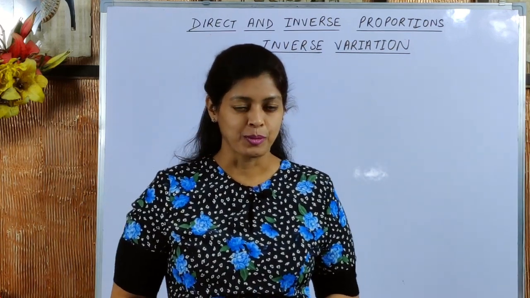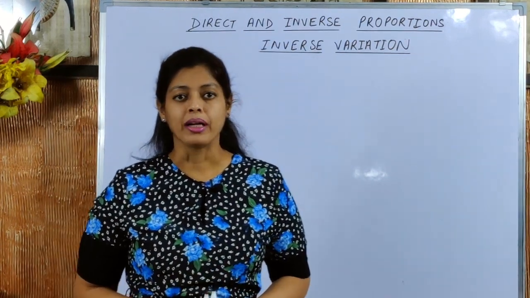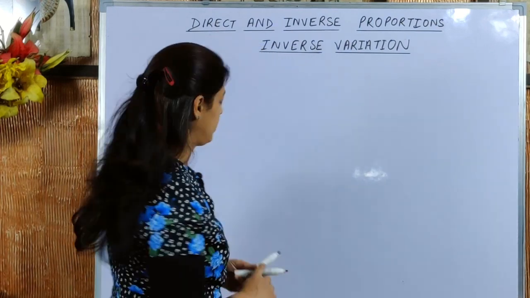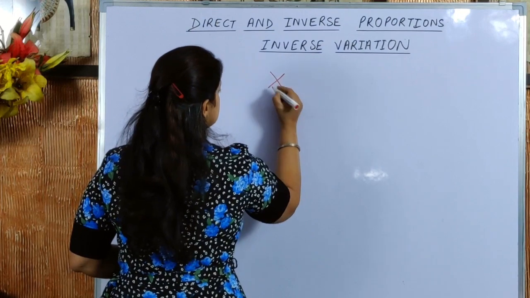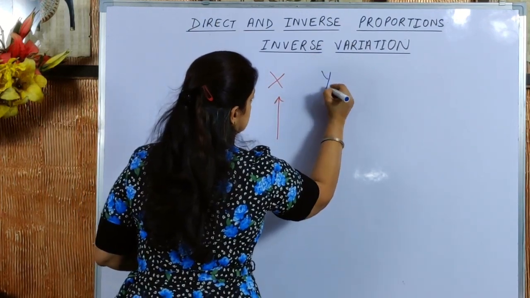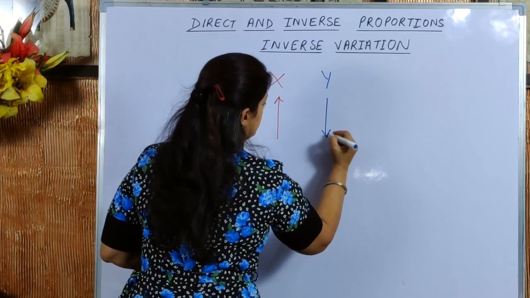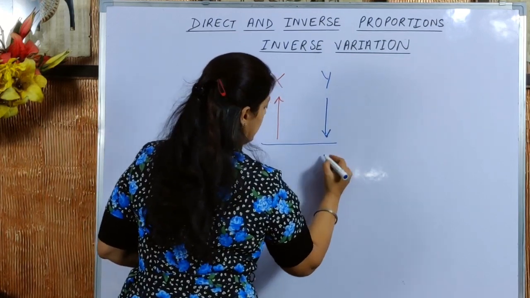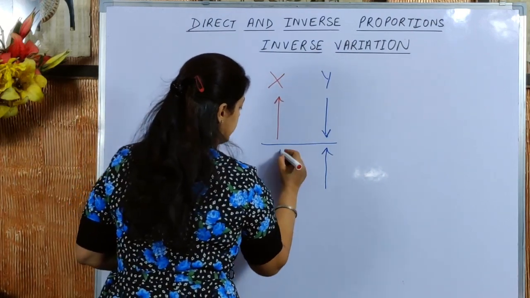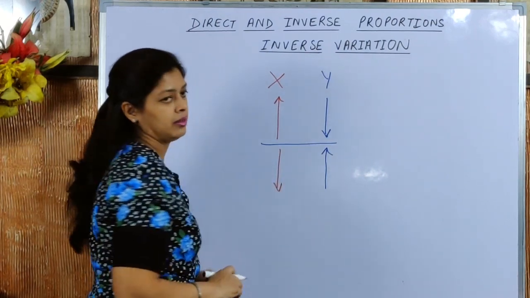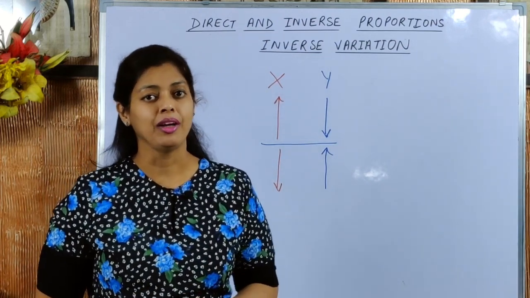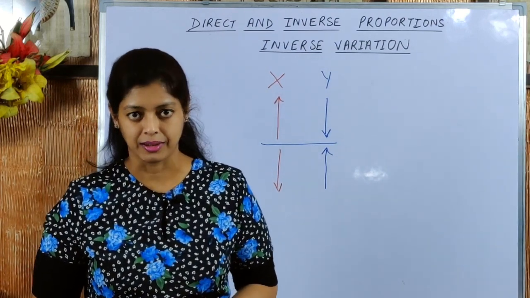Now what is inverse proportion? If we have two quantities x and y and they are related in such a way that if x increases, then y decreases at the same time, or we can say if y increases and x decreases, then the two quantities x and y are said to be inversely related to each other.